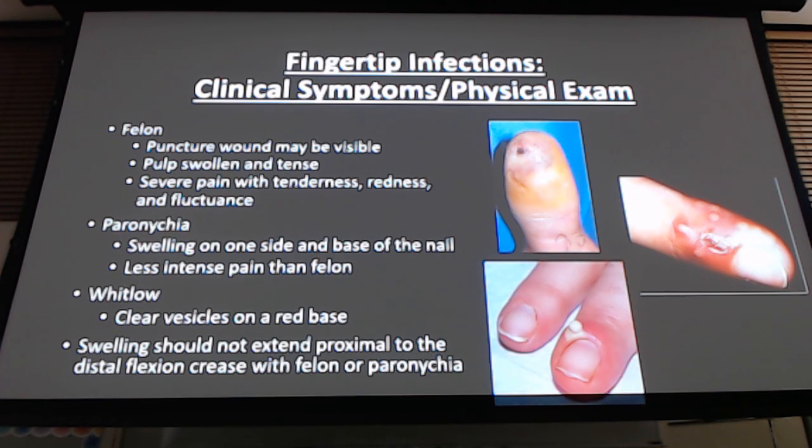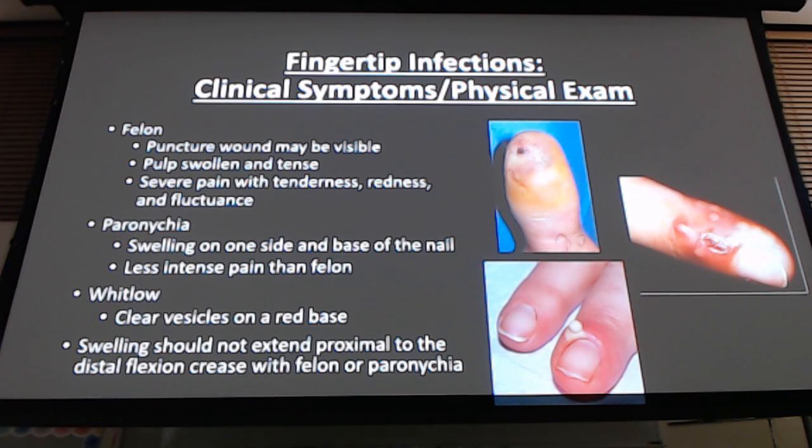Everybody knows what fluctuance is, right? It looks angry. It looks like it wants to squirt at you, if you will. All right? If you were to stick a needle into it, all of a sudden it's going to pop. Okay? So that's that tense nature. So that is the pulp though, correct? So that's this one here.